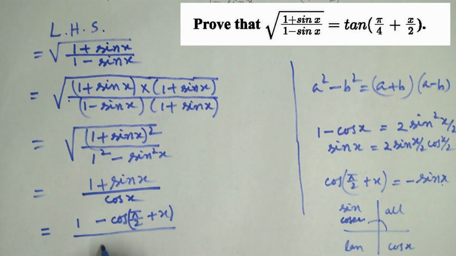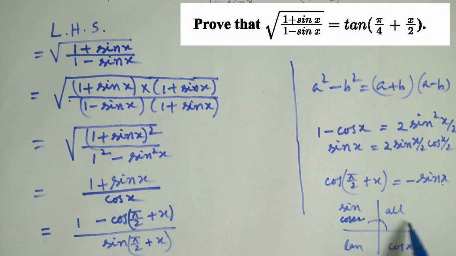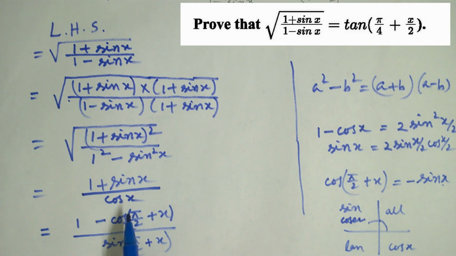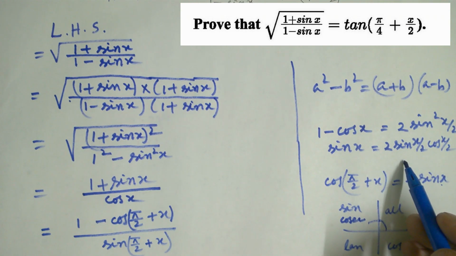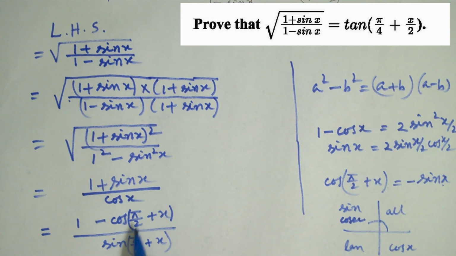Similarly, we will write sin(pi by 2 plus x). Sin(90 plus x), sin is positive, and that is cos x. Nothing extra is written here. Now we will use this formula and this formula. Pi by 2 will be pi by 4, x will be x by 2.